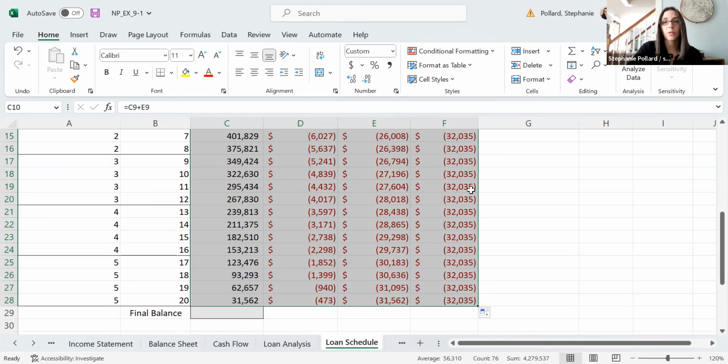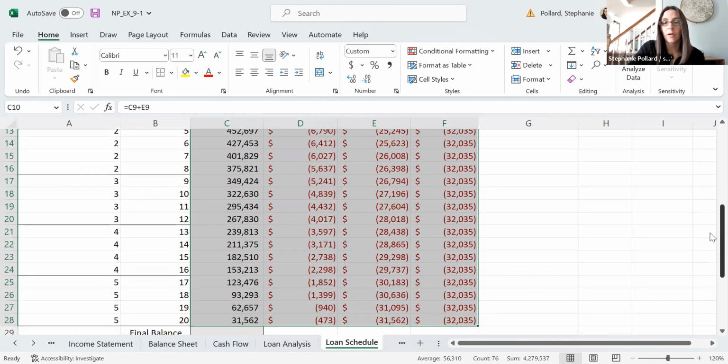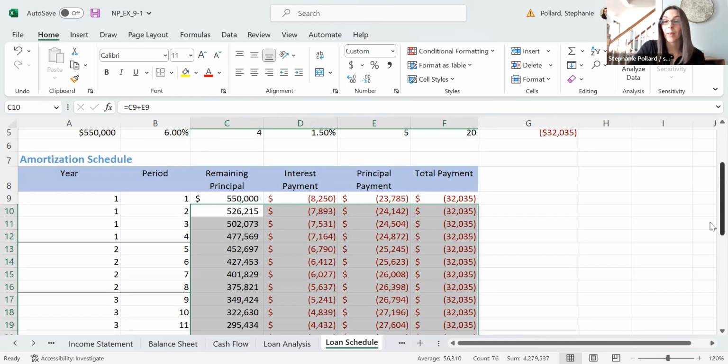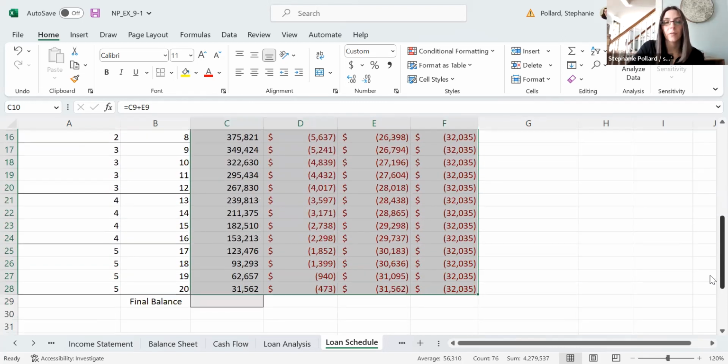And you can see as you go through, the payment amount stays the same, but the amount going towards interest in the first column becomes smaller. The amount going towards principal in the second column becomes bigger. And that's what happens for loan payments like this. As you go through the loan, your interest amount gets less and your amount going towards the loan gets more, that amount towards the principal.